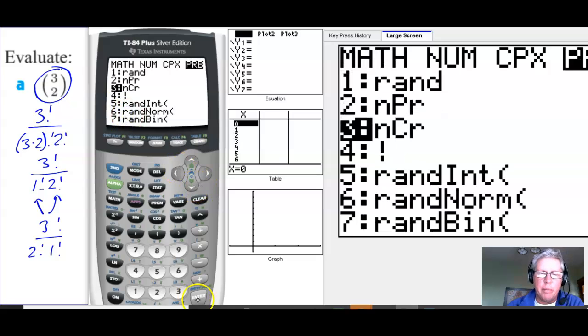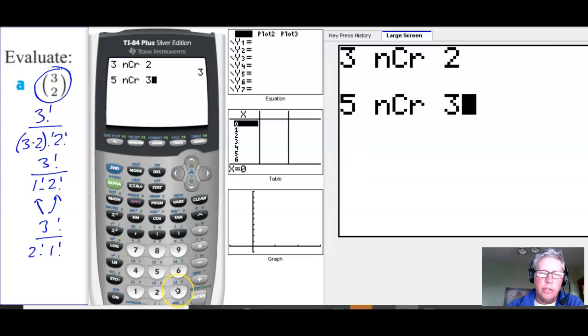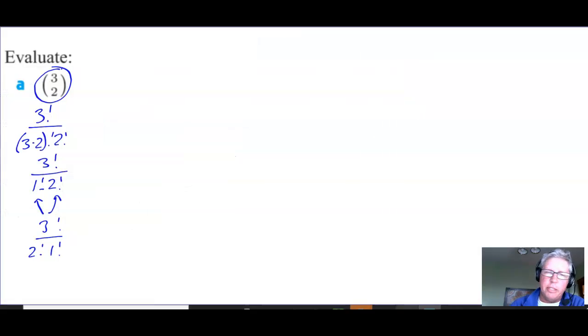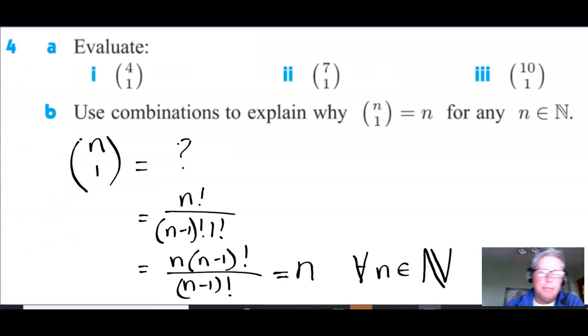I could type in the number 3 there. 5 choose 3. If we had 5 letters and we want to choose 3, I believe we got 10. And we did. All right. So that is there for your taking. Please use the calculator as much as you want.